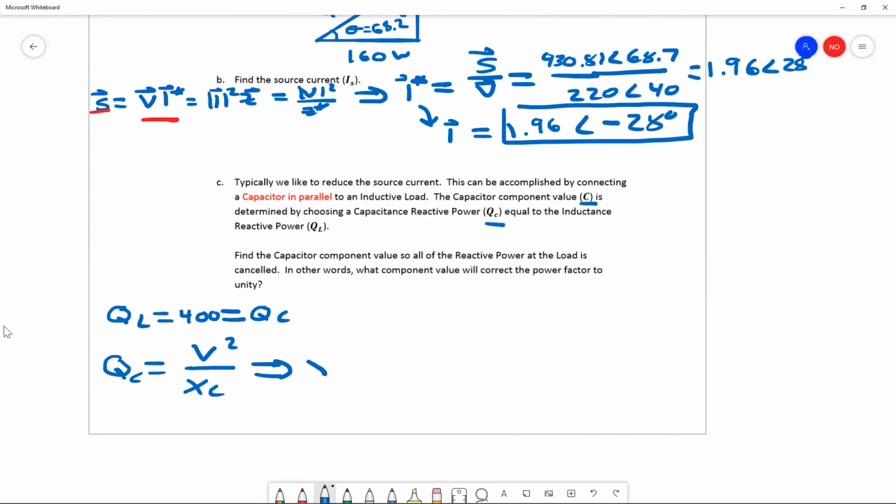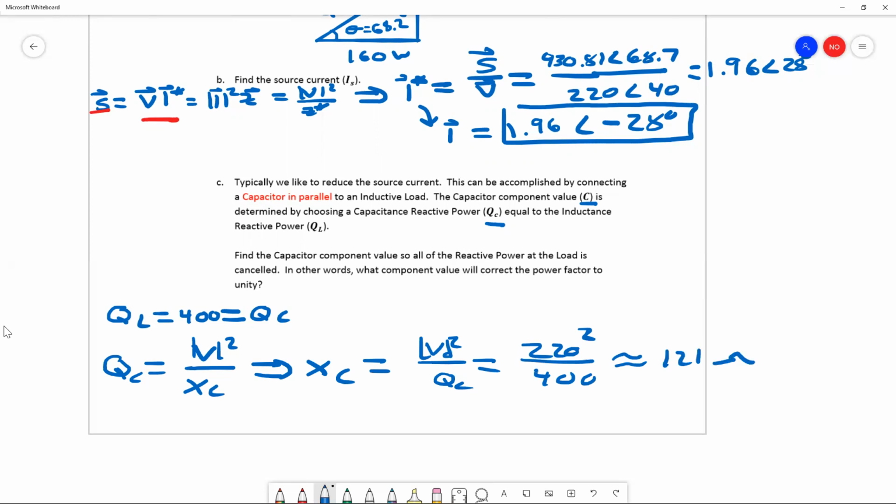When we rearrange that, we'll solve for the reactance XC of the capacitor, which is the voltage of the capacitor squared over Q of the capacitor, the reactive power. That's going to be 220, remember this is just the magnitude, squared over 400, which is going to give us 121. And that is in ohms.